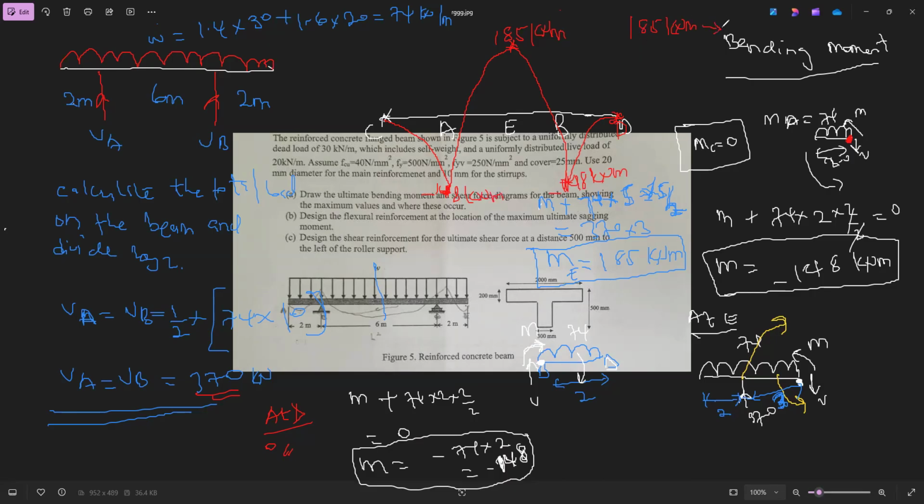So this is the maximum sagging. You know, positive moment is the sagging, and the negative ones are the hogging. Minus 148 is the hogging. So keep the value somewhere. You're going straight to solving the rest.